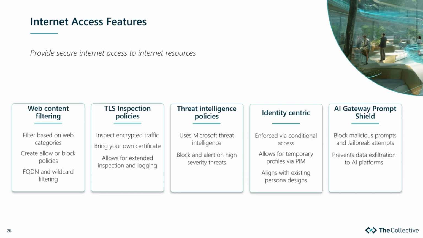And then the last feature is actually a pretty new feature which they introduced, which is AI Gateway Prompt Shielding. So with this feature, we can actually use global secure access, internet access to block malicious prompts and jailbreak attempts. And we can do that on the network level. So we can inspect what is happening when a user is doing prompts in OpenAI or any other tool, and actually prevent data exfiltration or even jailbreak attempts of the AI.